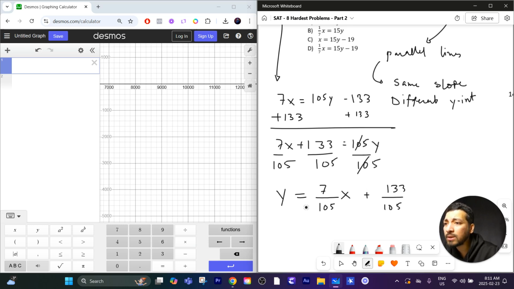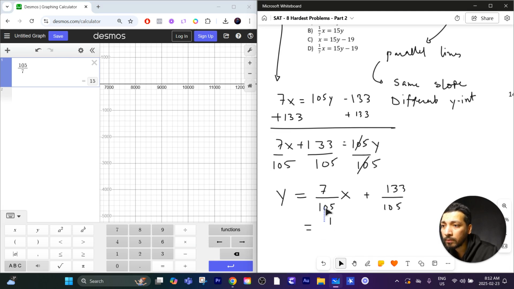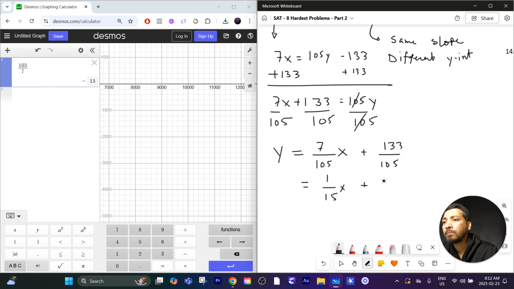Now we can try to simplify. 105 goes into 7 15 times. So this is basically 1 over 15 x plus 19 over 15. So this is my equation in slope-intercept form.